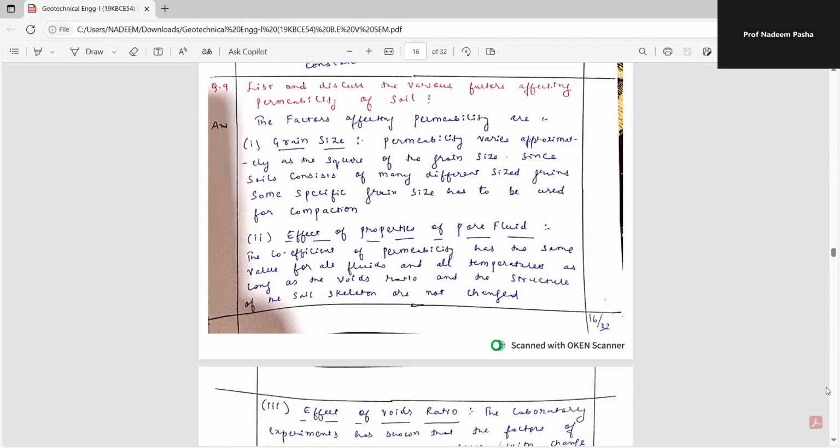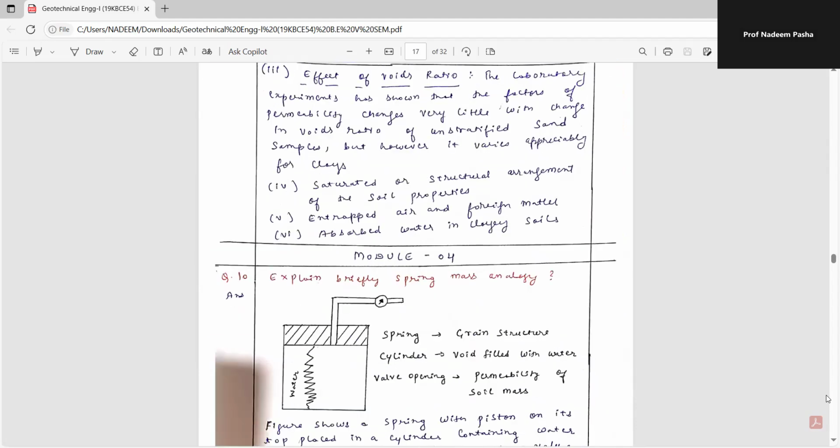Effect of voids ratio. The laboratory experiments have shown that the coefficient of permeability changes very little with change in voids ratio of an unstratified sand sample, but it varies appreciably for the structural arrangement of soil particles, entrapped air and foam matter, and absorbed water in clay soils.